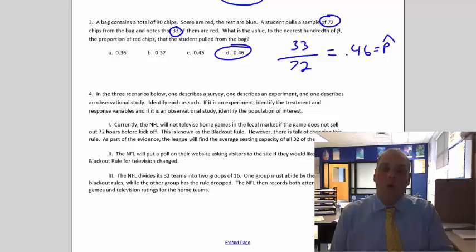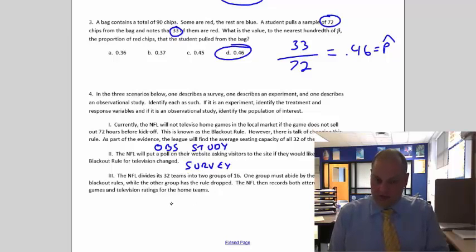In the 3 scenarios below, one describes a survey, one's an experiment, and one's an observational study. Hopefully you read them over and tried these. The first one is the observational study, just observing what's going on there. The second one is the survey, because visitors were asked. And the third one is the experiment, dividing into 2 groups with a treatment variable.